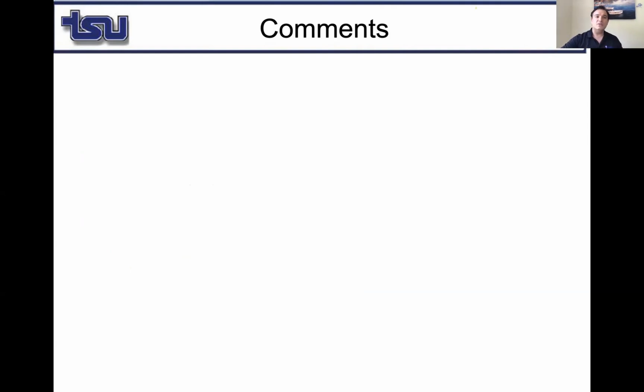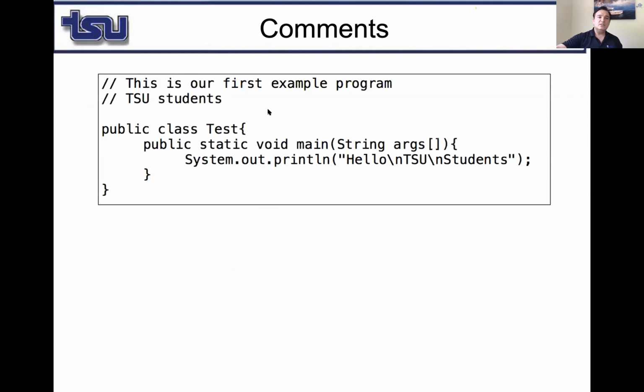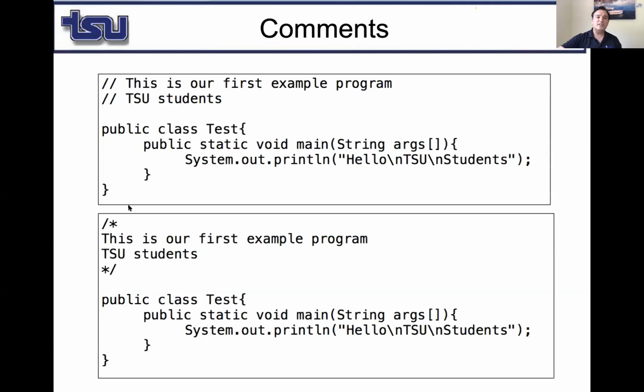Let's see an example. Here is a C++ style comment. For example, I have forward slash forward slash, this is our first example program. Next line, forward slash forward slash TSU students. So these are just simply comments that we put. They are going to be ignored by Java. I could have done exactly the same thing this way, forward slash star, star forward slash, and anything between them will be ignored.